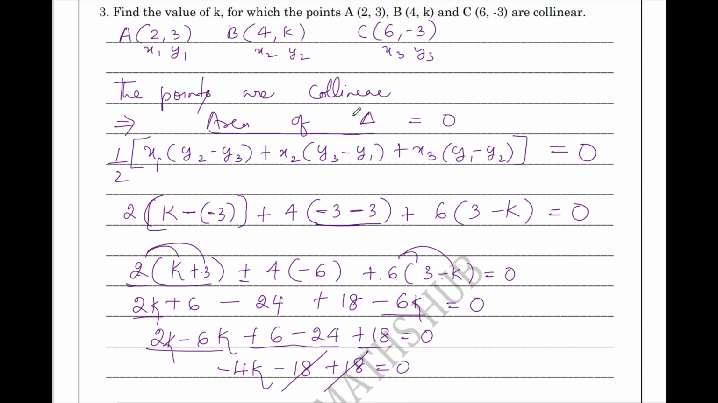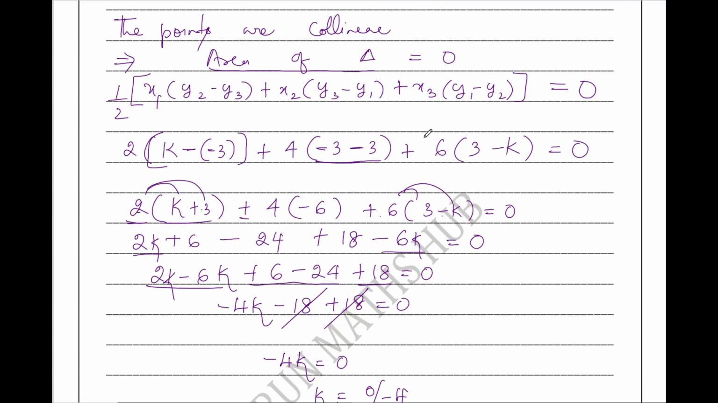Do try to practice all the questions that I am solving now. Find the value of k given the points are collinear. If the points are collinear, that means the area of triangle equals 0, right? Now equate the area of triangle to 0. What is the area of triangle formula? Half into x1 (y2 minus y3) plus x2 (y3 minus y1) plus x3 (y1 minus y2) equals 0.